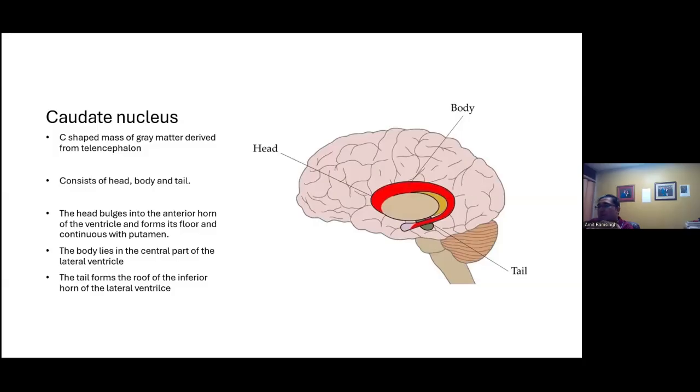The body of the caudate nucleus lies in the central part of the lateral ventricle, and the tail forms the roof of the inferior horn of the lateral ventricle. Of note as well is that the head is also fused with the lentiform nucleus inferiorly, and it forms a structure called the fundus striati, and the tail lies in close relation with the amygdaloid complex in the medial temporal lobe.